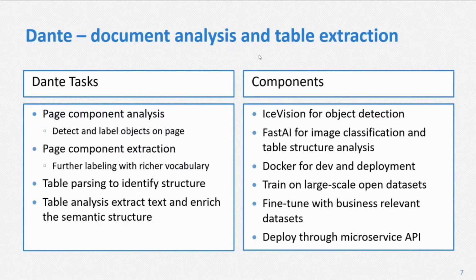On the right-hand side, I've listed some of the components of the system as it's emerging. So I'm using IceVision, of course, for object detection. I've been using the FastAI library for image classification and table structure analysis, their training loop. Development and deployment is done with Docker. I train on these fairly large-scale open source data sets and then fine-tune with more relevant business-specific ones, and deploy the various component services through a microservice API.